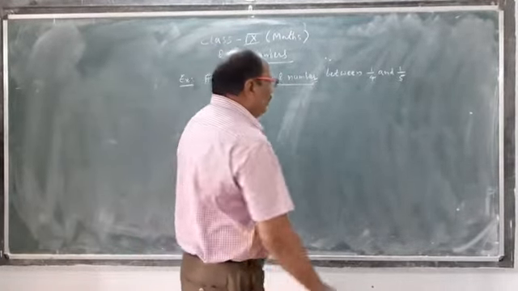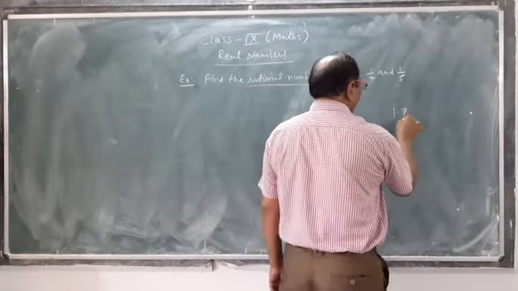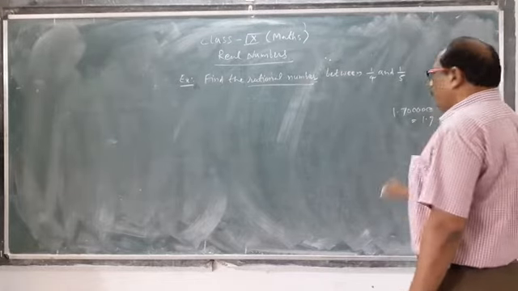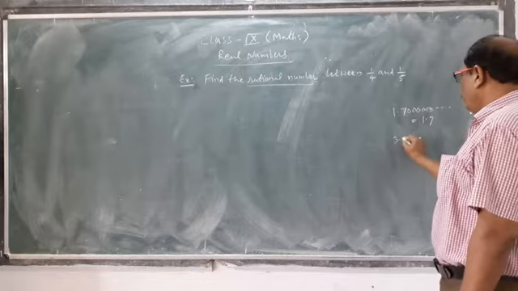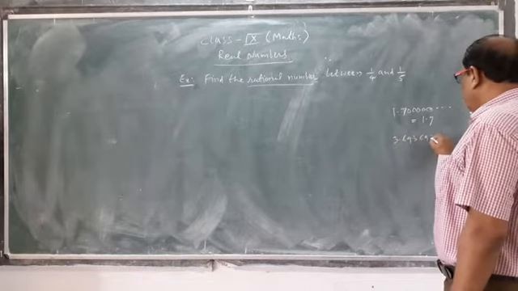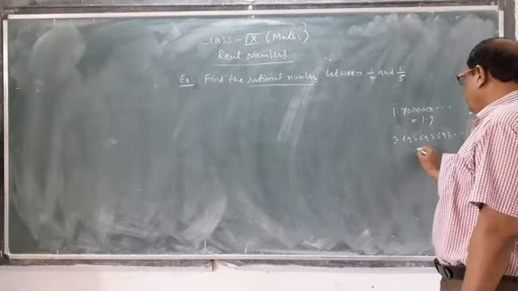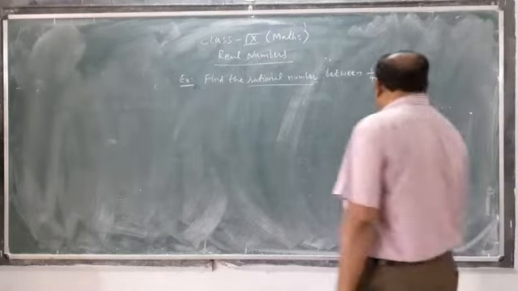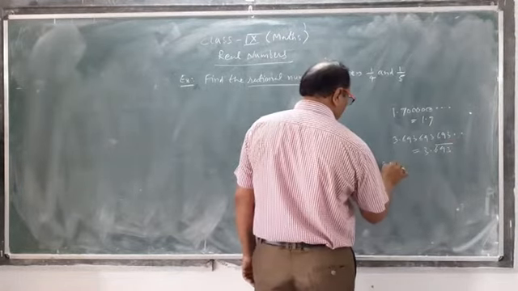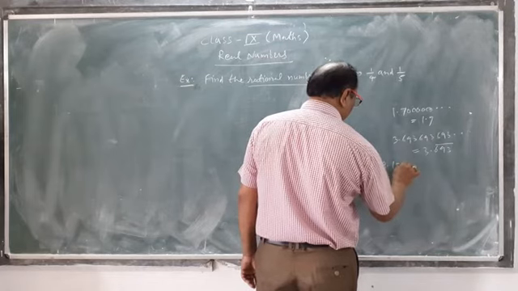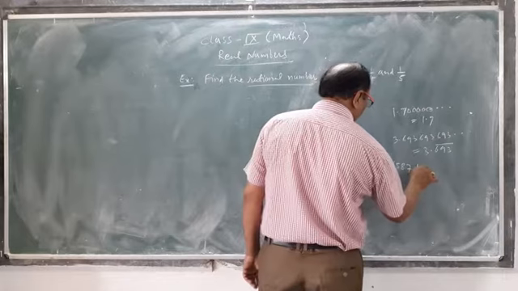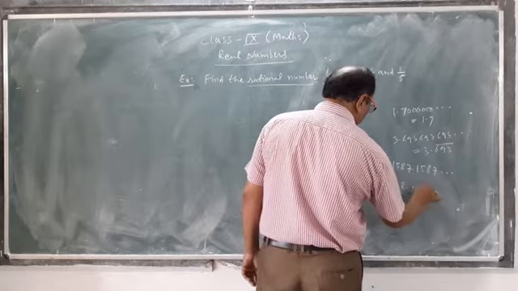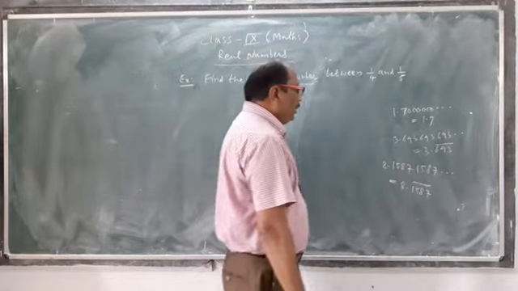Rational number means the decimal should be like this: 1.7000000, which is equal to 1.7, or 3.693693693, like this, which is equal to 3.693 bar, or 8.1587 like this. It is a rational number.